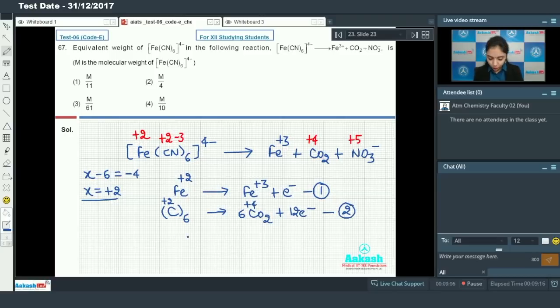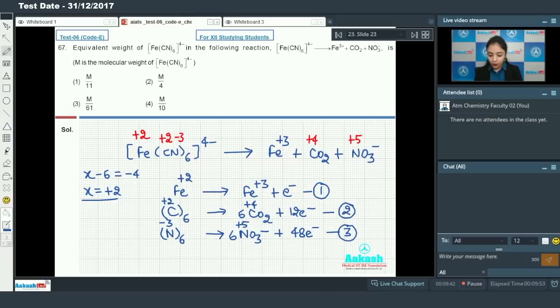Let's talk about the nitrogen. How many nitrogens are there? There are 6 nitrogens and it is in minus 3 oxidation state. Here it is converting into NO3 negative, where nitrogen is in plus 5. So the loss of 8 electrons happens for one nitrogen atom. But here there are 6, so how much will it be? 6 into 8 is equal to 48 electrons.